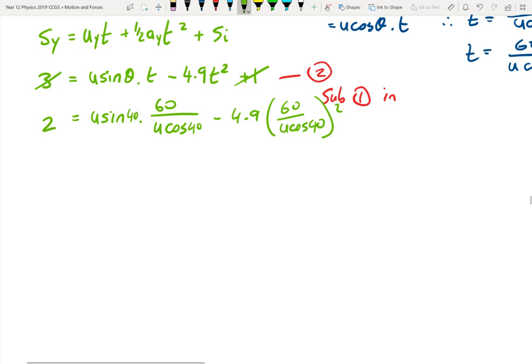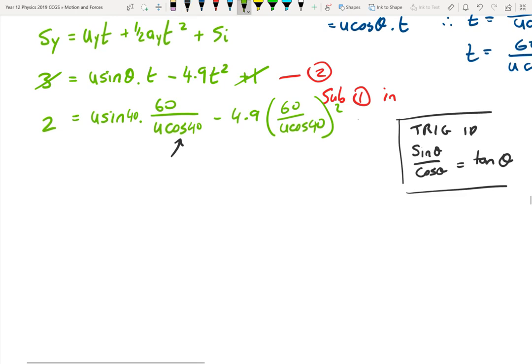Now, you don't actually need the trig identity. You can literally put that into your calculator. 60 on cos 40 gives something. All right, and sine 40 gives another. You can convert it into a decimal. But we can simplify. There's a trig ID that sine theta on cos theta equals tan theta.